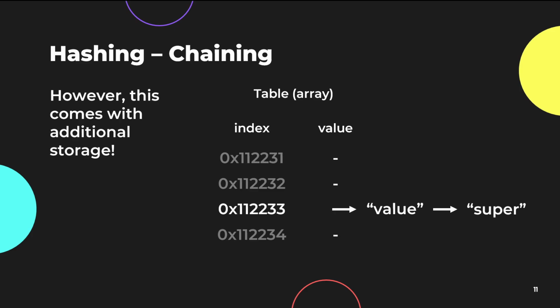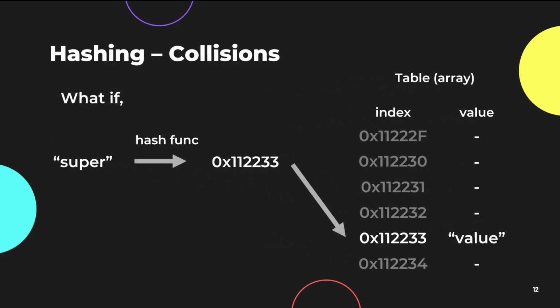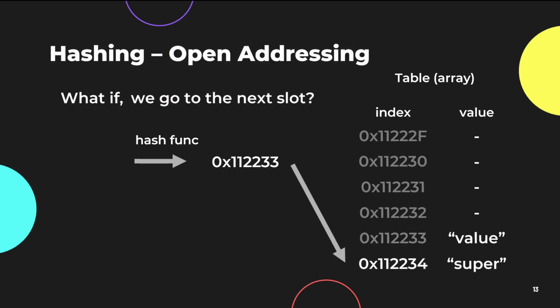Any other ideas instead of doing a linked list? Bump the value to the next. Okay, so we see that the next part here is empty, right? What if I just put the super to the next one? Okay, it looks right. So I see that 33 here is full, so I go to 34. Okay, and then I store my value of super here.